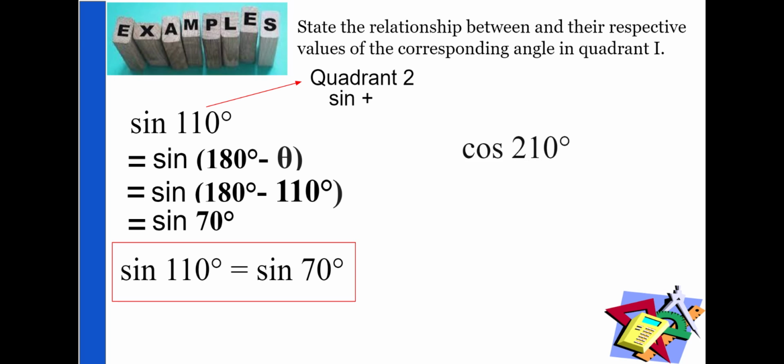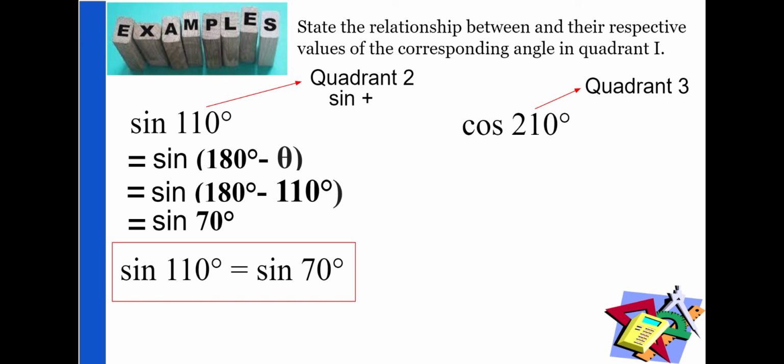Now let us have the next example, which is cosine 210 degrees. The first question is, where does 210 degrees belong? Very good. It is in quadrant 3. What is the sign of cosine in quadrant 3? Very good. It is negative. So therefore, we are going to use negative cosine of theta minus 180 degrees.